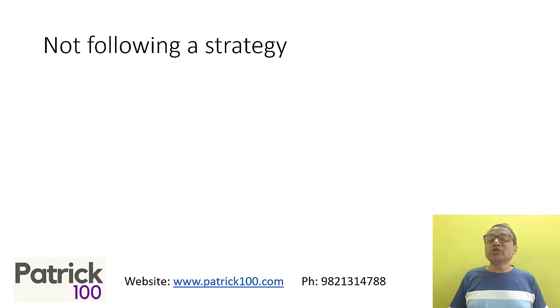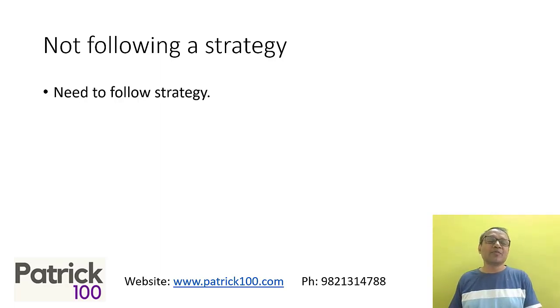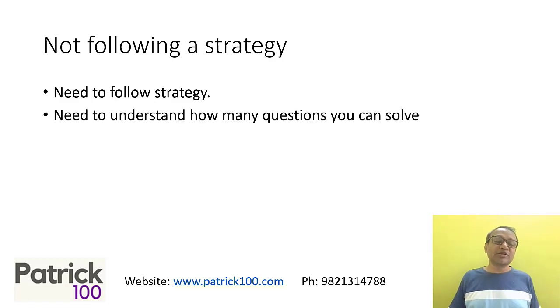The third mistake that people make is not following a strategy. They don't have a plan in place. They just solve the paper. It is important to follow a strategy. You need to have a plan in place, a plan for how many questions you will solve in a given time frame. Also plan what you would do if your initial plan fails. Suppose you take too much time on a question and you see you overshot the time. Is there any way you can modify it? So have a proper plan in place and follow a strategy.